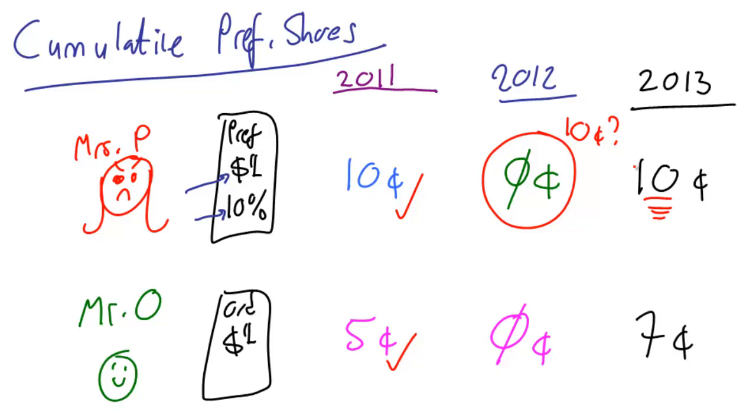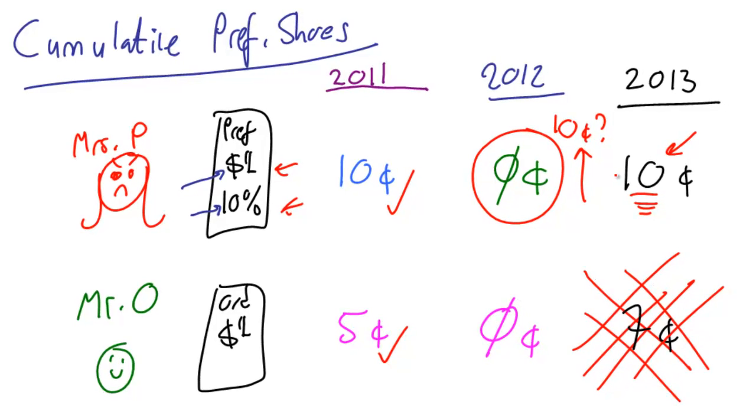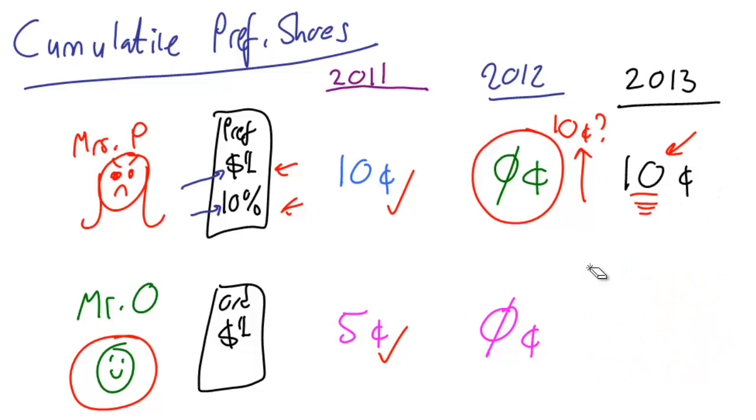She buys the preference share again, but this time she inserts a clause in the contract that it's cumulative. And now this cannot happen. Mr. O cannot receive a dividend. She has to get both her money from this year, her 10% of $1, and the missing 10 cents from the previous year before he can get anything. So if it stays at 10 cents this year, then he gets zip.